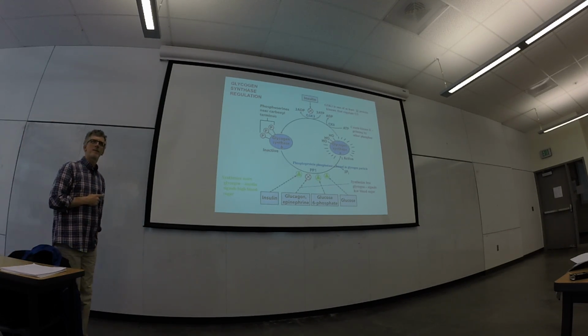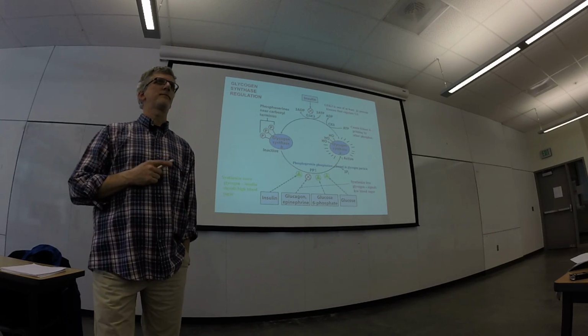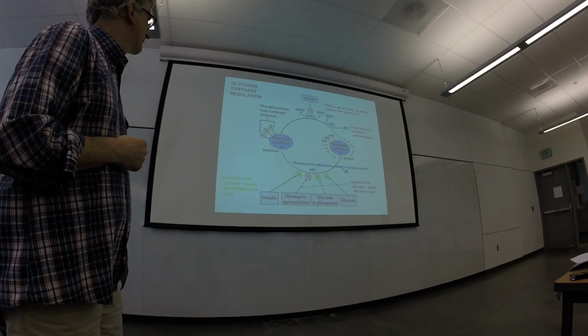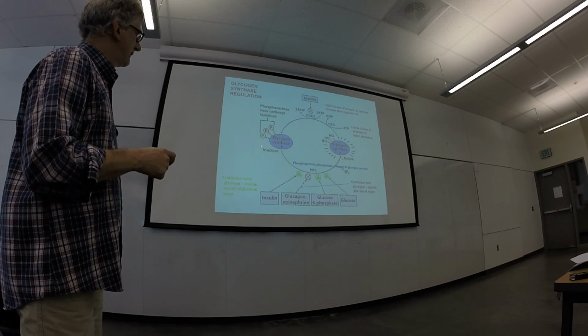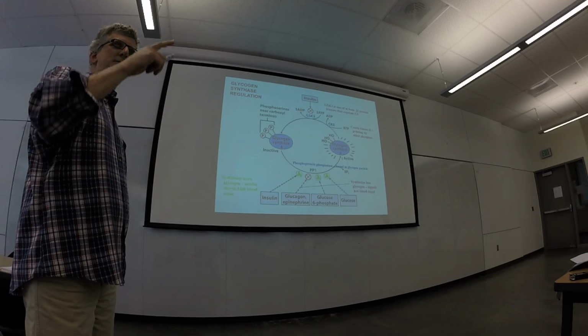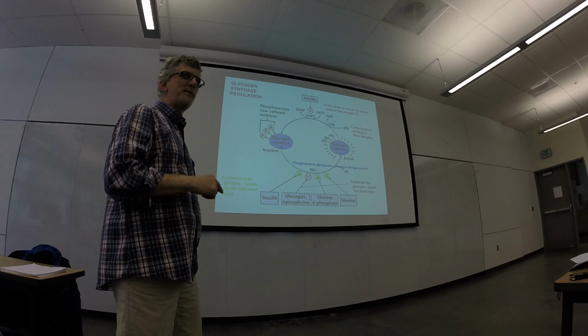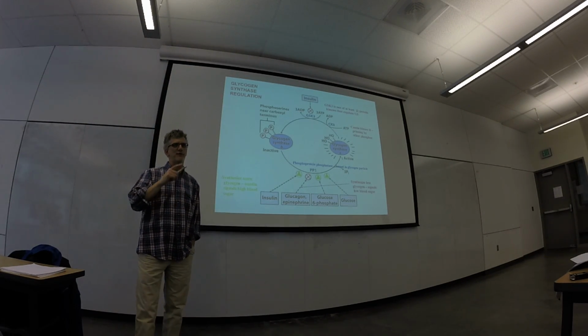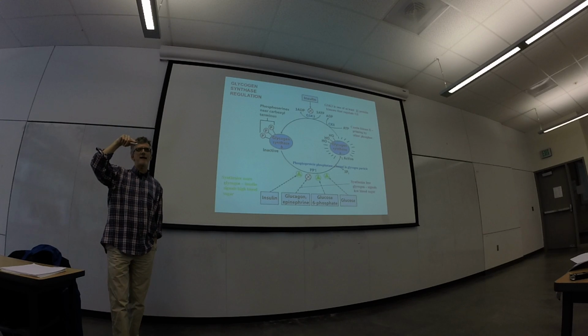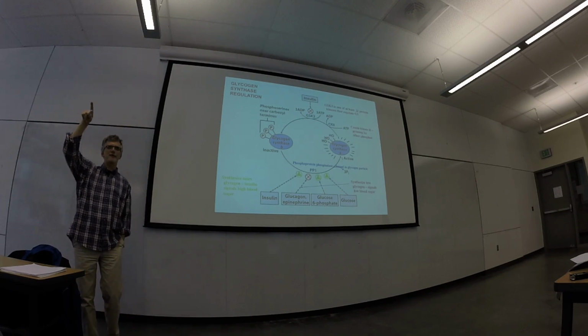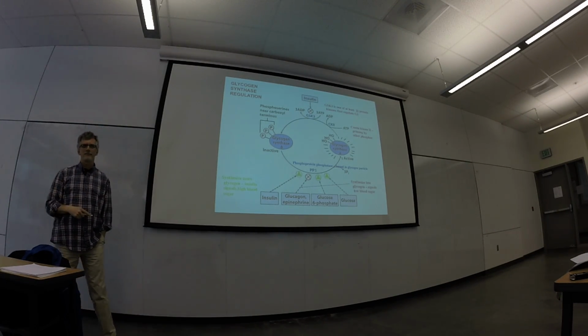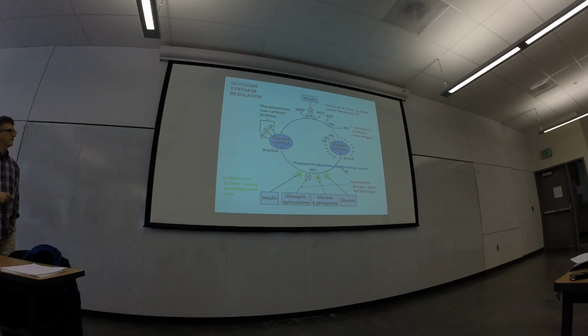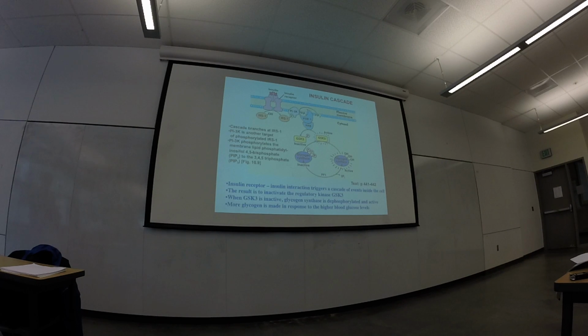Yeah? Does this happen in both the liver and muscle, or just the liver? This happens in liver and muscle. So the pathway that's missing in muscle is gluconeogenesis up to glucose. Muscle has both pathways to go from glucose to glycogen and glycogen to glucose. There's differences in muscle and liver that I'll mention in a moment. Okay, so that's how glycogen synthase is regulated.